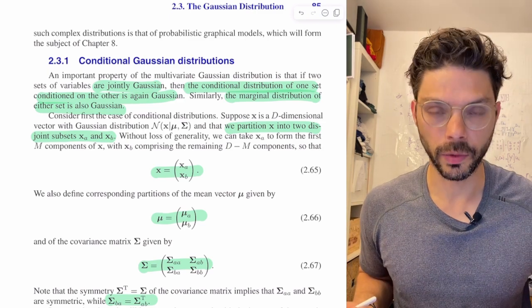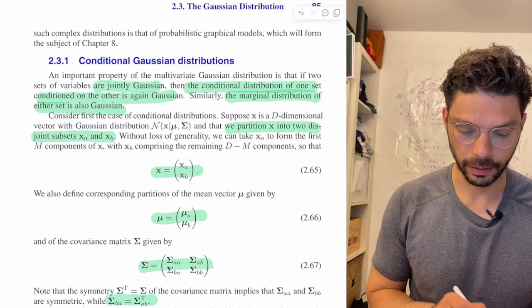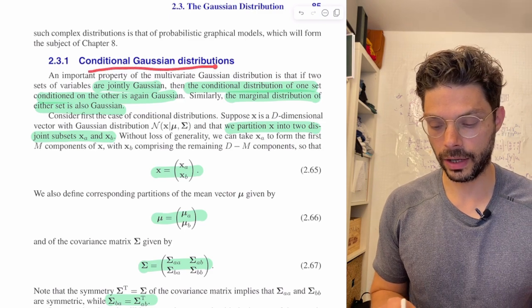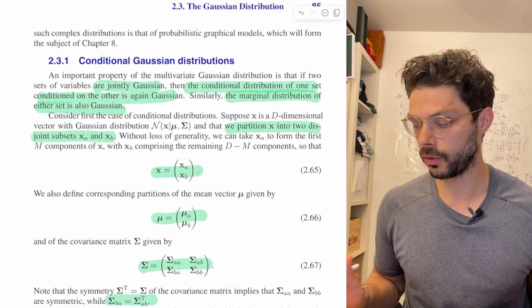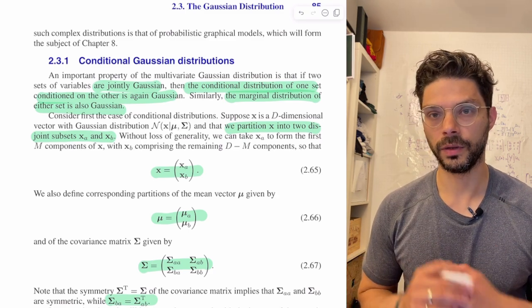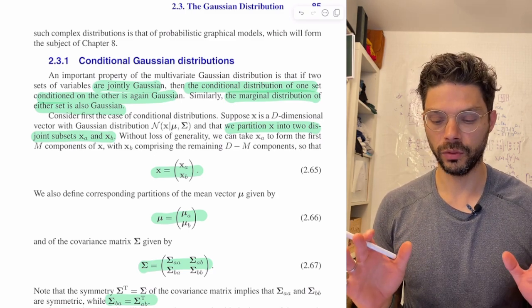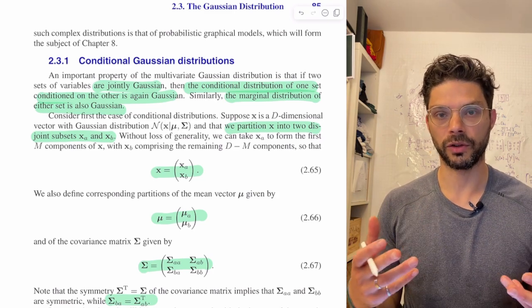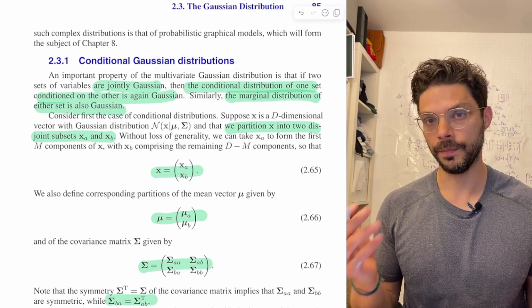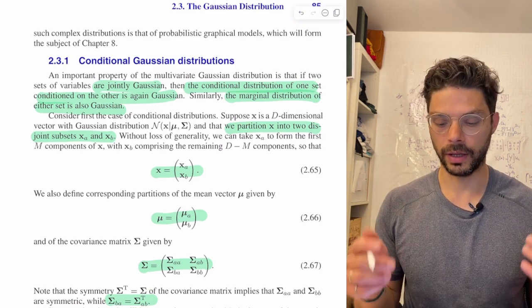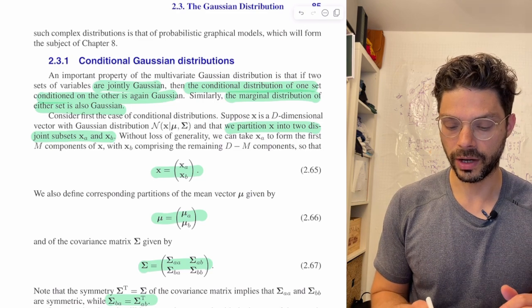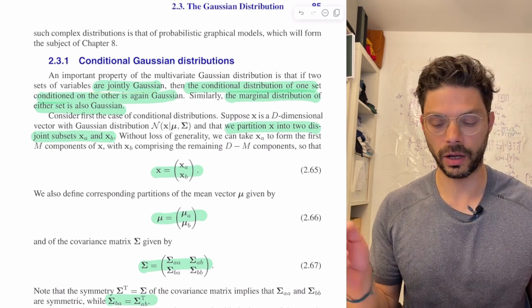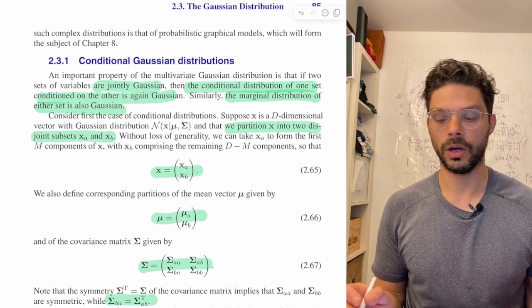Okay, so we're at 2.3.1 talking about conditional Gaussian distributions. This is something that's going to be useful later on. It's just good to know about it now, and you can come back to this later when you encounter situations. Those situations are going to be when you have variables that are jointly Gaussian, and then you want to condition on one of them.